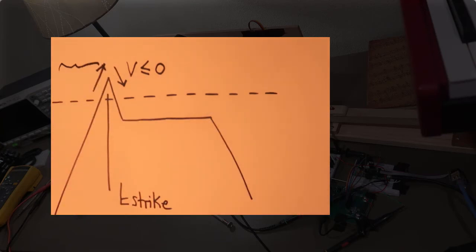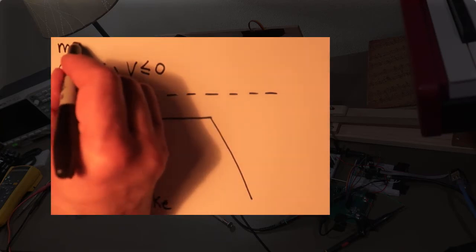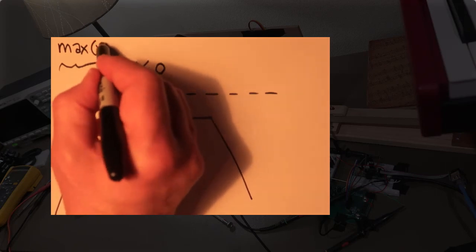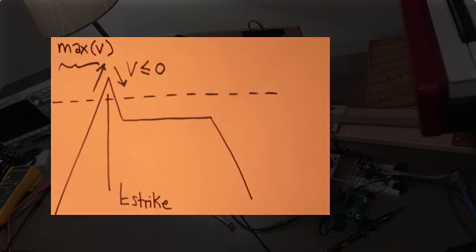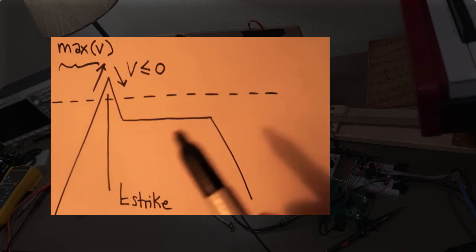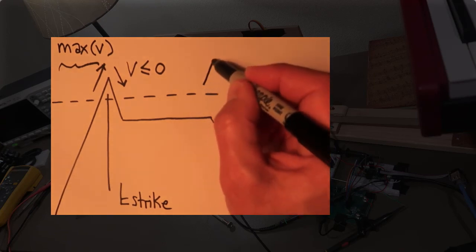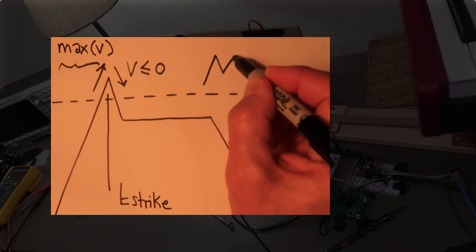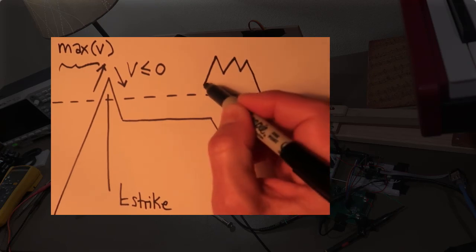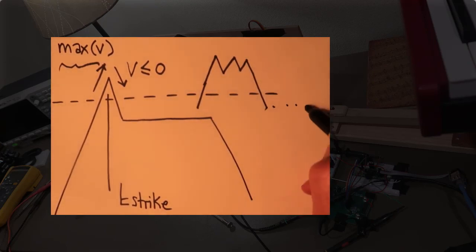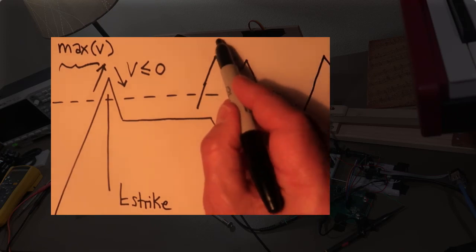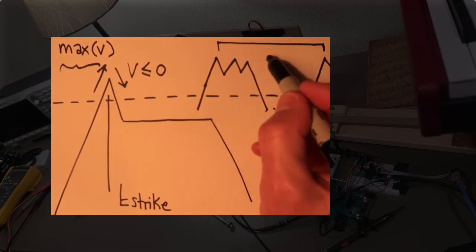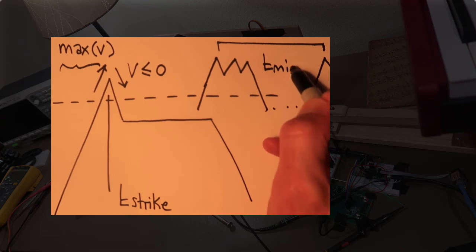To get the actual velocity of the strike, the algorithm looks back over a window and takes the maximum velocity over that window. That's the velocity reported to MIDI. The last part of the algorithm is, just in case I get a hammer strike that looks like this, kind of like I was showing before, I don't let there be another strike until a timer exceeds a minimum threshold. And I use a set number of signal samples for that timer.